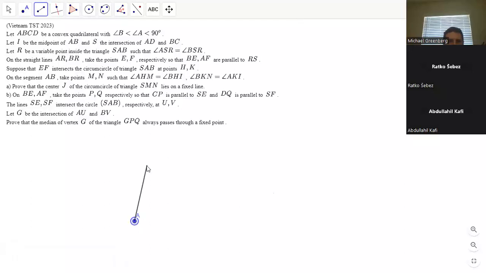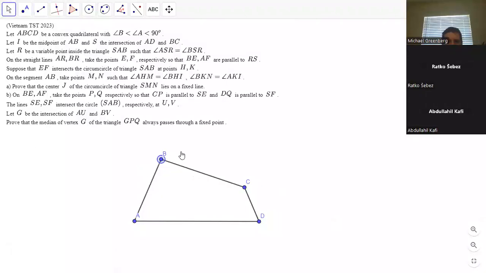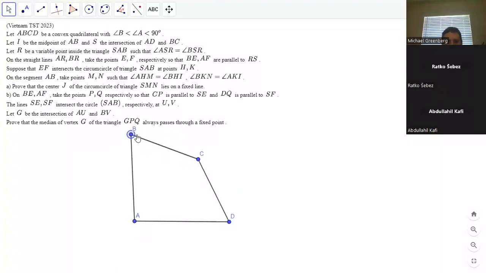B is less than A is less than 90. So I'll think about how to do that. Yeah, very long statement, I agree. So we want this to be less than A, like that. So we can make A close to 90 and B less than 90.